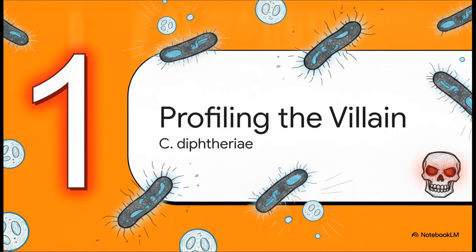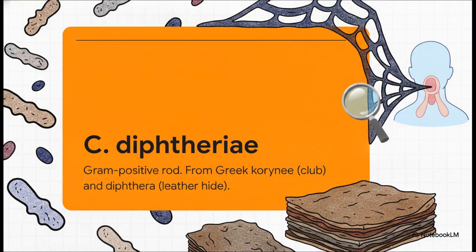Section 1. Profiling the villain. Corynebacterium diphtheriae. Let's officially meet our pathogen. It's a rather nondescript little gram-positive rod called Corynebacterium diphtheriae, but the etymology here is absolutely fascinating, mostly because it perfectly foreshadows the horror of the disease. Corynebacterium comes from the Greek word koryne, which means club, and that's because under a microscope on a gram stain, this bug actually looks like a tiny club. The second part, diphtheria, comes from the Greek word diphthera, which translates to leather hide. And as you'll see in just a minute, this chillingly describes the thick, suffocating web that the disease forces to grow right over the human throat.